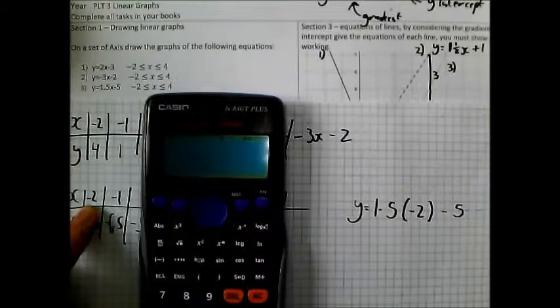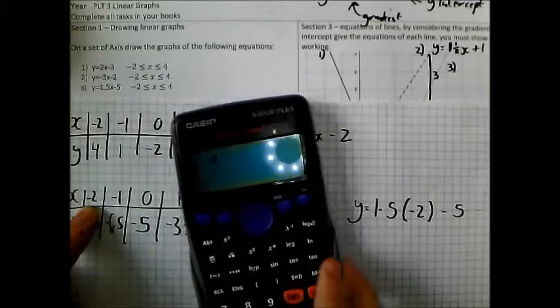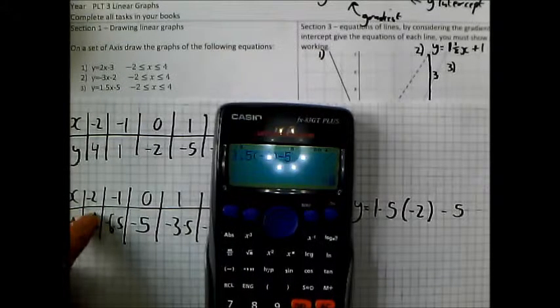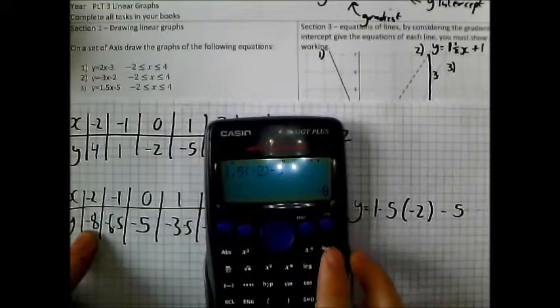So, 1.5, bracket -2 close bracket minus 5. That gives you the answer -8.